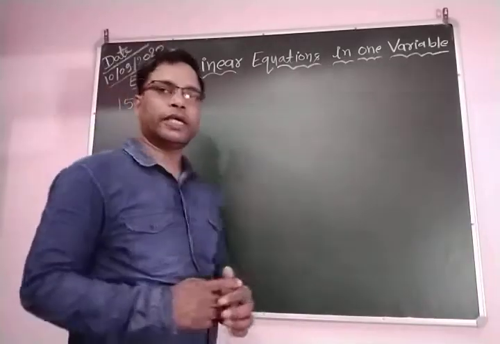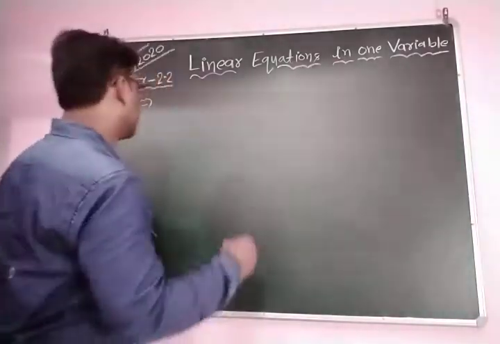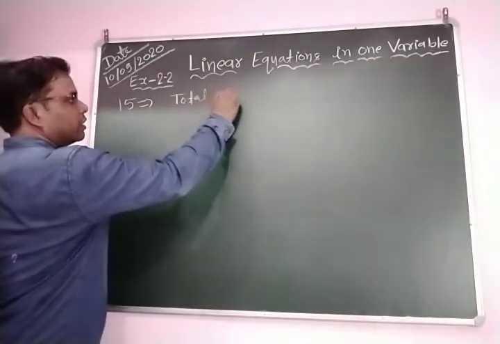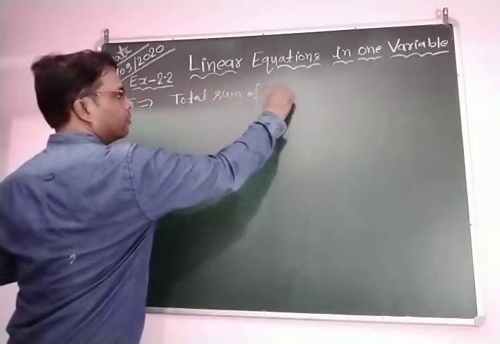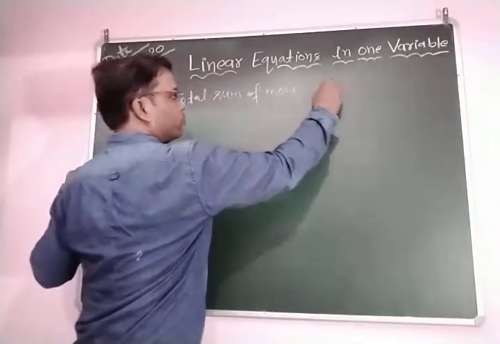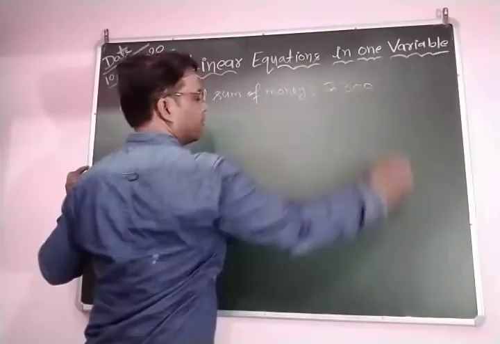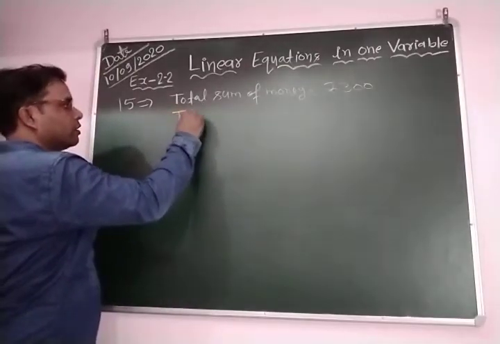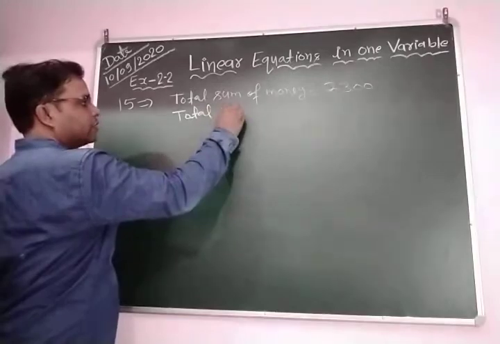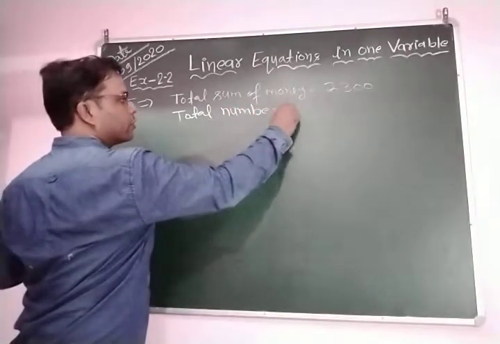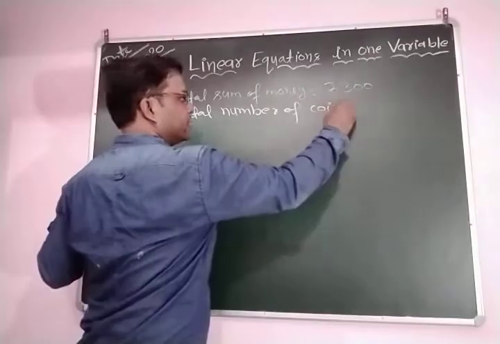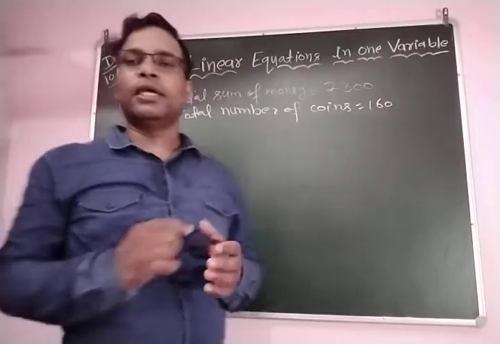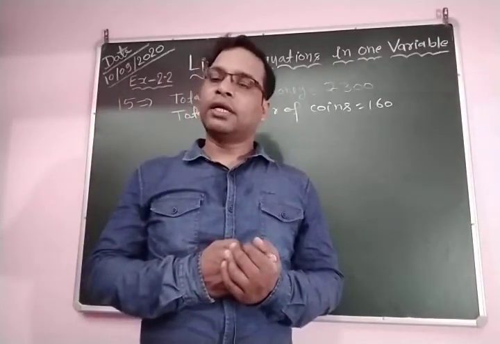In this question, first you write the total sum of money. This is given as rupees 300. And the total number of coins is also given, 160. It is also given that the number of 2 rupees coins is 3 times the number of 5 rupees coins.